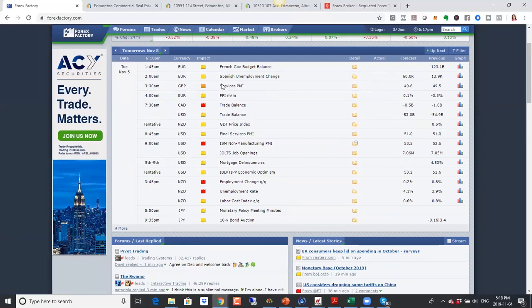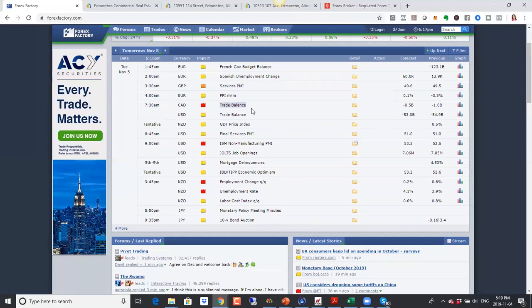Not a ton of data here. And we do have the services PMI number for British pound. If the number comes in above expectation, we could see British pound go up, or if it comes in below expectations, we are likely to see British pound drop. So this number will be important for the British pound here. But the important data here is for our Canadian dollar, the trade balance numbers.